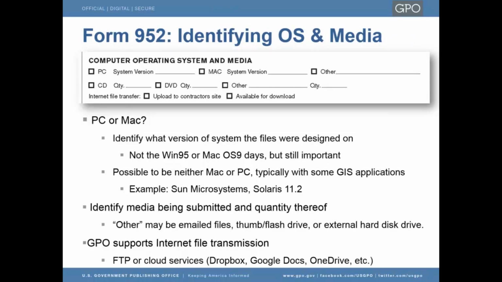In the Computer Operating System and Media section of the form, you will indicate the computing platform the files were created on. Next, we need you to indicate what type of media and quantity thereof are being submitted. This helps GPO determine if all submitted disks are present during their handling of the order. GPO recommends that you utilize secure government or contractor-furnished FTP solutions when submitting your files. However, you may also use a number of popular cloud services such as Dropbox, Google Docs, or OneDrive.